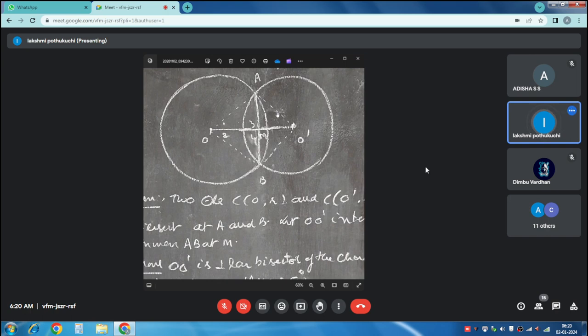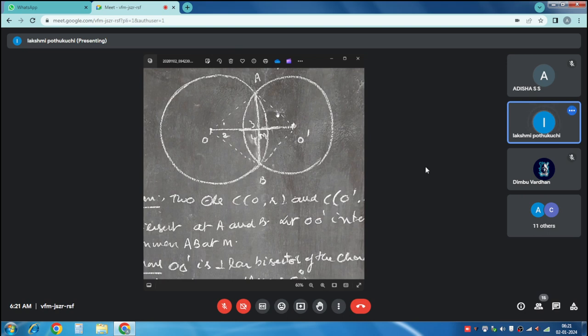That's why it's called common chord. To prove that the line segment joining the centers of two circles will be the perpendicular bisector of the common chord AB. So we have to prove that. The line segment OO dash is intersecting the chord AB at the point M. To prove AM is equal to BM and angle AMO is equal to 90 degrees. That we have to prove.